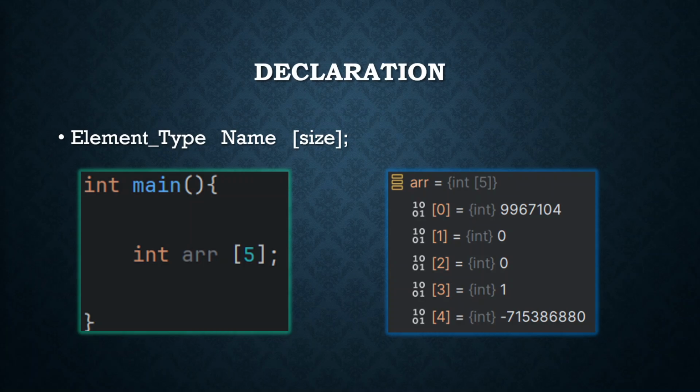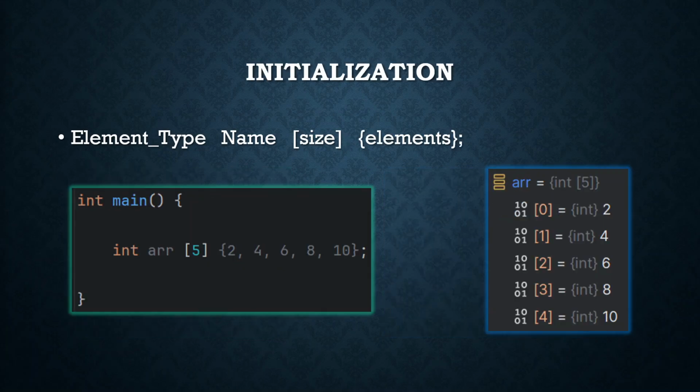Now let's look at how to initialize arrays. Similar to declaration, we write the element type, followed by the name and the size in brackets. However, now we write the elements that we want to store in the array in curly braces. In the example, we have the same array as the previous slide, but initialize 2, 4, 6, 8, and 10 to the array. If we now look at the debug menu, there are the values that we assigned and not the garbage value that we saw in the previous slide.